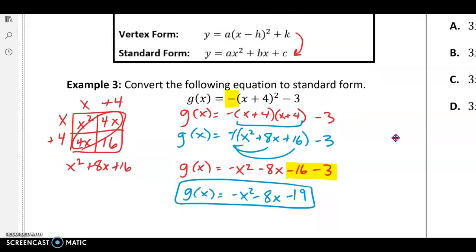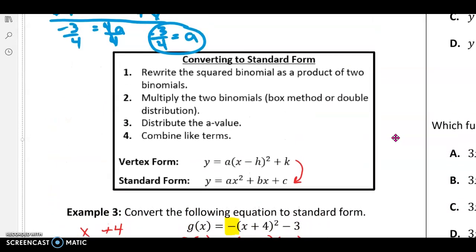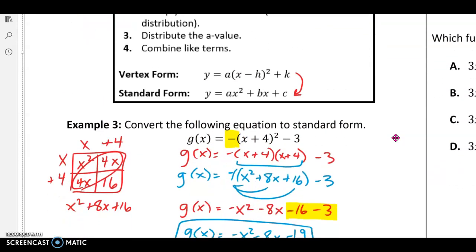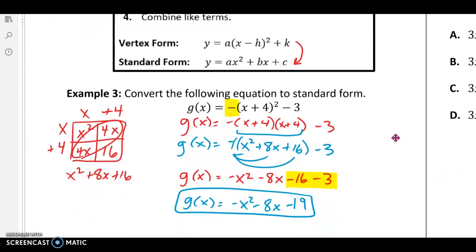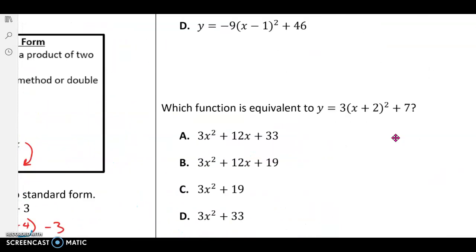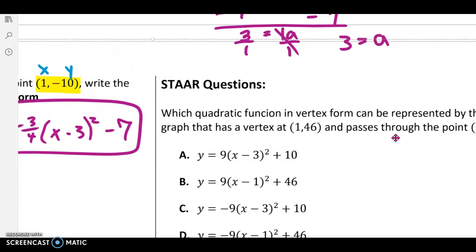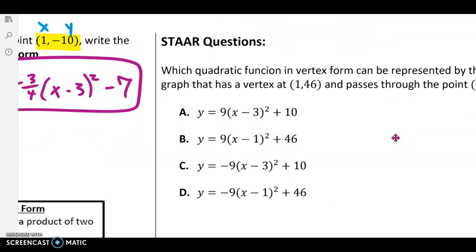Look through the steps again. Always go back to this where it says converting to standard form so you can see what steps you need to take, and then go back and look at this example. So what I'd like you to do now is give the 2 star questions a try and then check your answer. So pause the video.